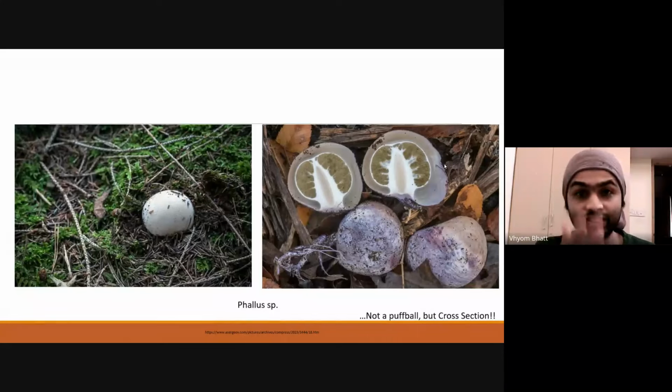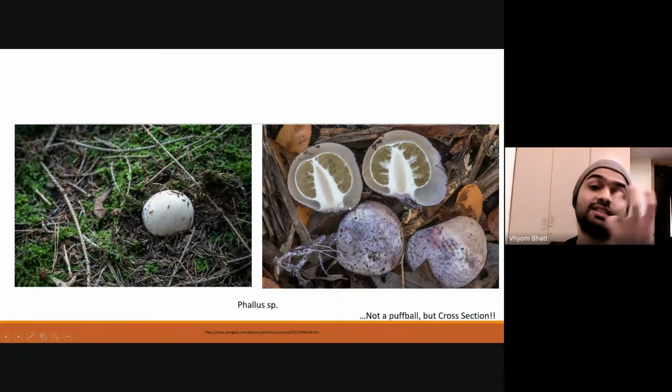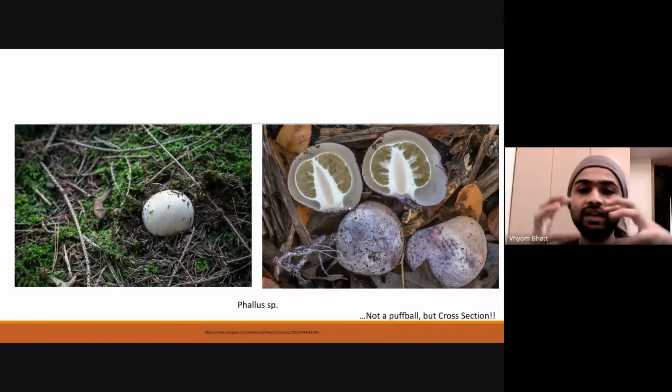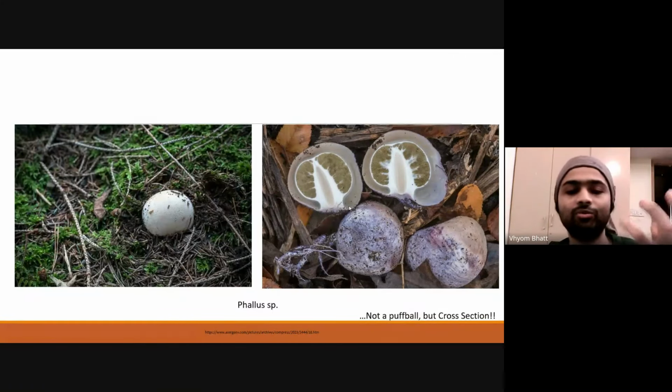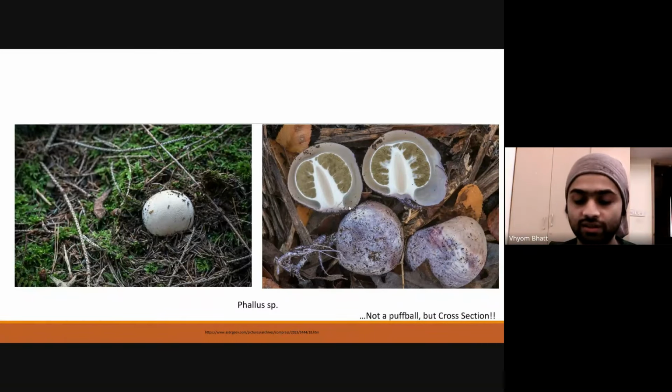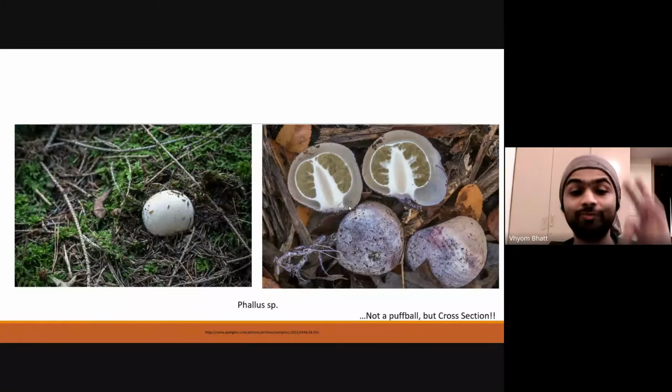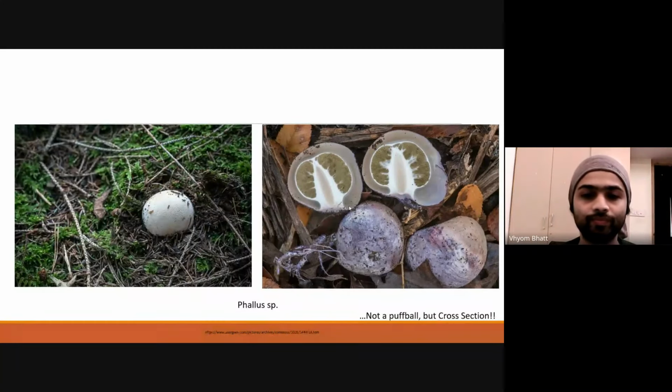Then why are cross sections important? So again, if you look at this thing from far, you will say, okay, it is a Lycoperdon or it is some other puffball. But if you cut it, you will find out that, oh, it's not that, it's a Phallus. So Phallus species like stinkhorns, when they are in their egg-like shape, they look very much like a puffball. So cross section is very important. So you will get a puffball and at home you'll cut it and you'll figure out, oh, it's not a puffball, it's a Phallus. So yeah, that's how you can figure out. Cross sections for puffball identification are very important.